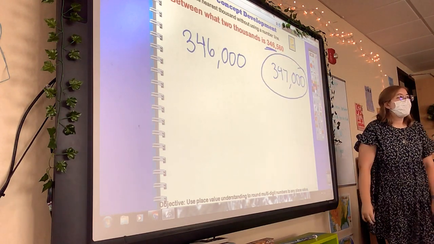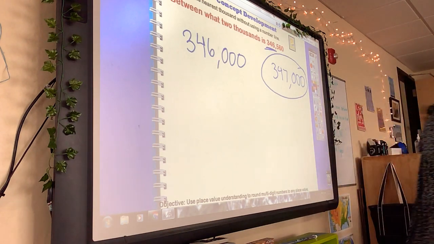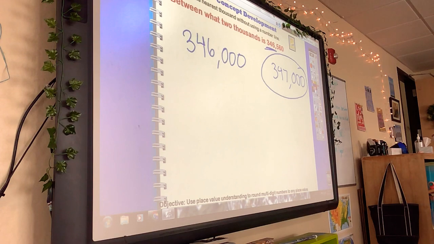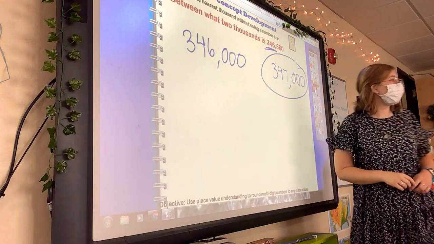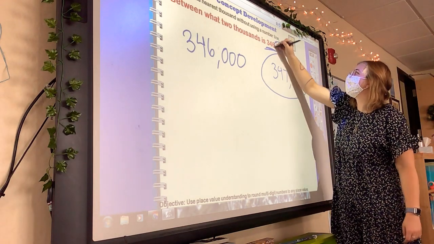Okay? Can someone who circled 347,000 explain to your classmates out loud, how did you know it was this one? How did you know? Isaac, go ahead. How I know is I use this strategy. If in the hundreds place, it's 500 or above, that means rounding up. Good. Yes. So if it's 500 or above, it rounds up.